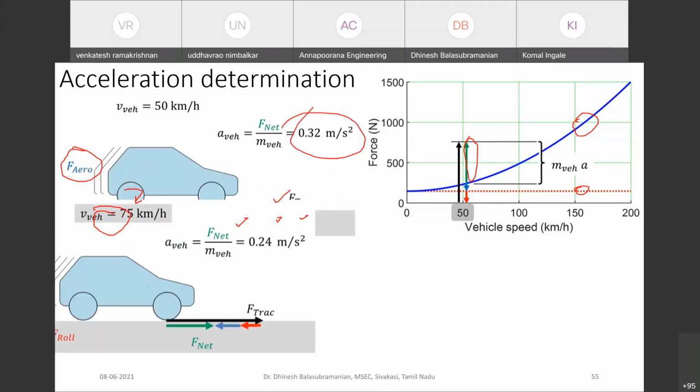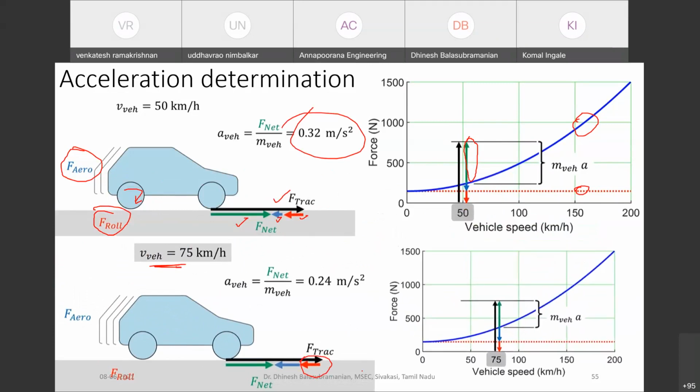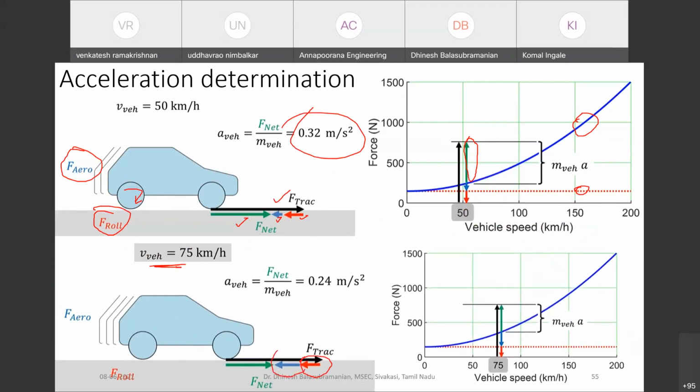And think about what would happen for the same condition if the vehicle speed increases. If the vehicle speed increases, there won't be any change in the red line. That is, there won't be any change in the rolling resistance, but there would be a change in the aerodynamic resistance, that is the blue line. Here you can see the increase in the blue line, whereas the red line remains the same. And hence, the net force that you are supplied would get reduced.